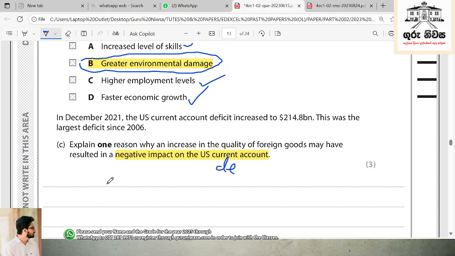Okay, sir. Then, Lamai, you can say if foreign products are high quality, the country or people will demand more foreign products. Demand for more foreign products means, Lamai, import level increases. When imports increase, Lamai, what happens to current account deficit? It also increases.